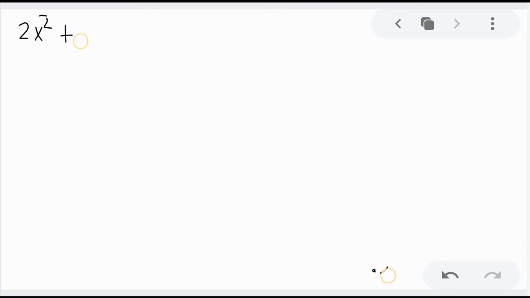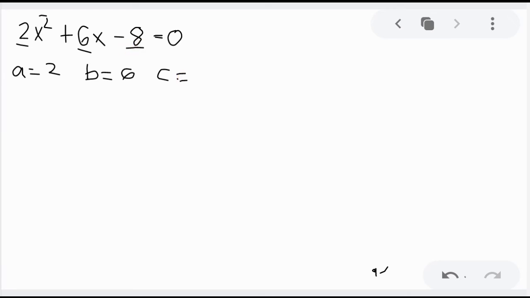Let's have this equation: 2x squared plus 6x minus 8 equals 0. So it is a quadratic equation, and it is in standard form because it is equated to 0. Our a here is the one partnered with x squared, which is 2. Our b is the one partnered with x, which is 6. And our c is the constant, which is negative 8.